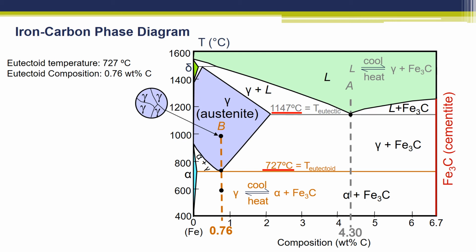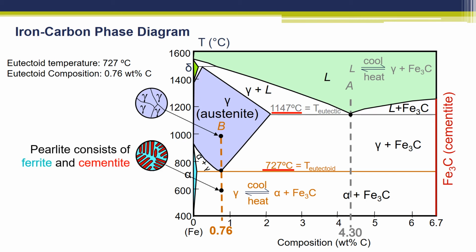Upon crossing this temperature, the austenite transforms into alternating layers of alpha ferrite and cementite, which is called pearlite. Mechanically, pearlite has properties intermediate between soft and ductile ferrite and hard and brittle cementite.